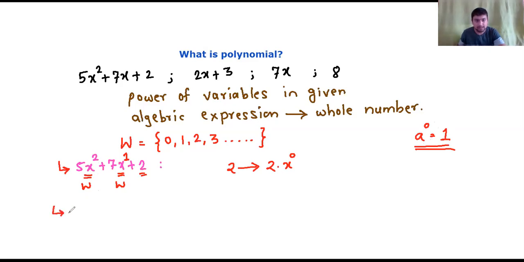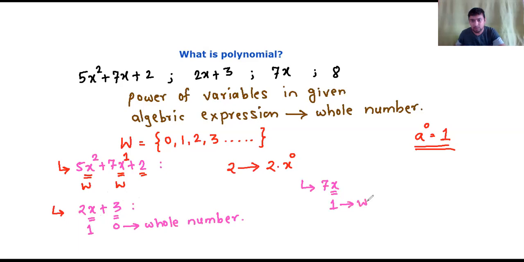If we consider the second expression, that is 2x plus 3, what is the power of x here? It is 1. What is the power of x here? It is 0. 1 and 0, these are whole numbers. So, is it understood? If you consider the third, that is 7x, what is the power of x here? Power is 1, it is again a whole number.